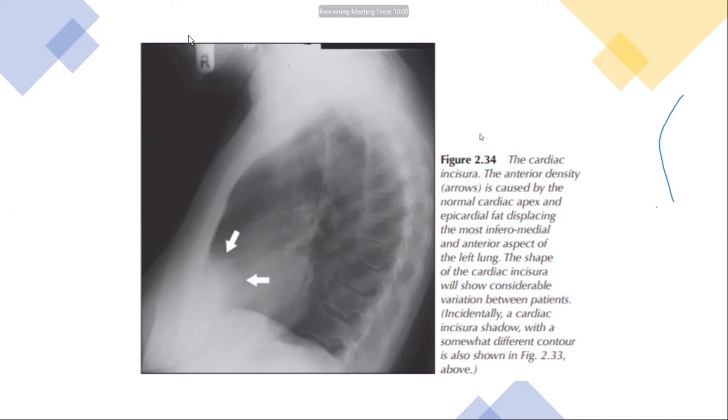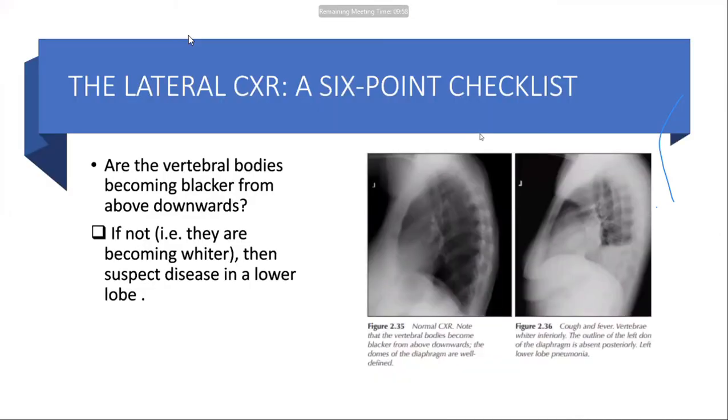We have 10 minutes more. So we are almost closing in. The lateral X-ray, what are the 6 points we have to see? The 6 points checklist. Number 1, are the vertebral bodies becoming blacker from above downwards? If not, they are becoming whiter, then suspect the disease is in the lower lobe. You can see in number 1 is the normal one. You can see the vertebral bodies are becoming blacker as we are going downwards.